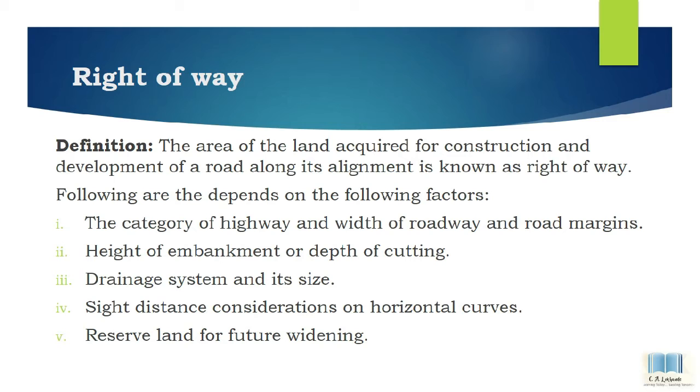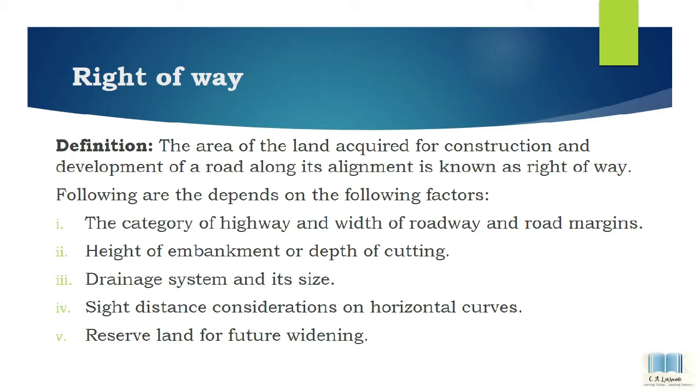So, what is right of way? The area of the land acquired for construction and development of a road along its alignment is known as right of way. Means the total area which is required for the construction of road, including the full area. The width of this acquired land is known as land width. The total width of this land which can be used for road is called land width.